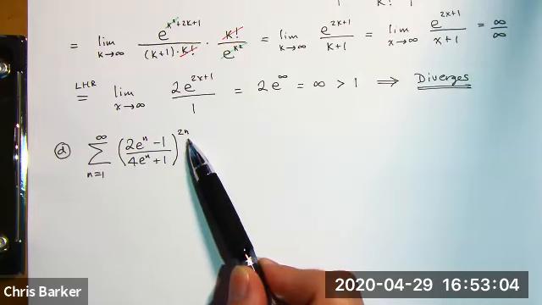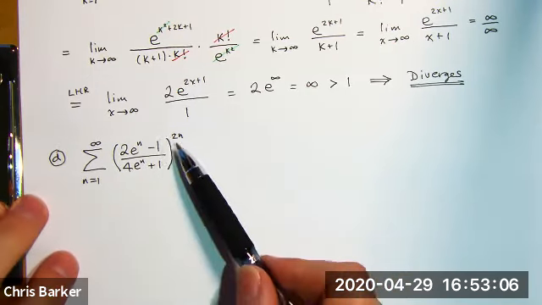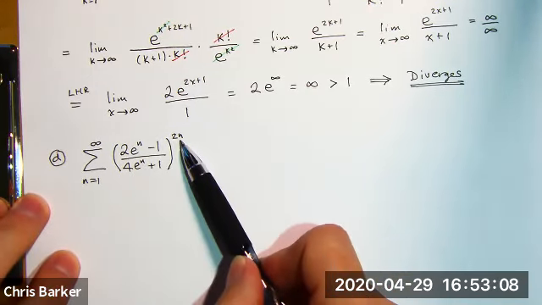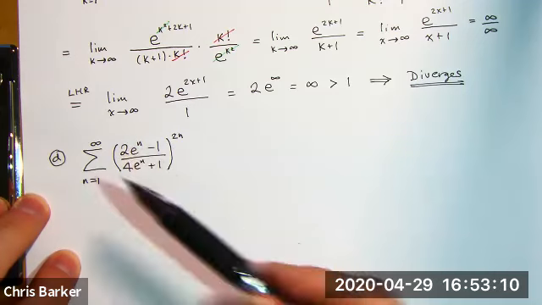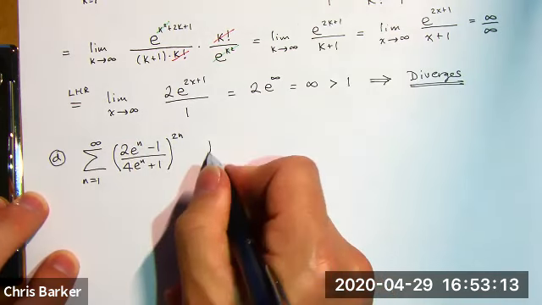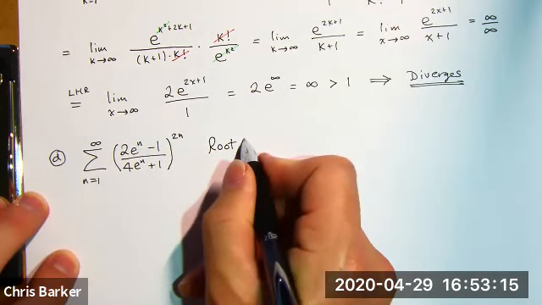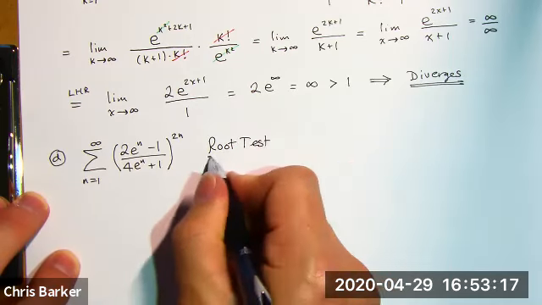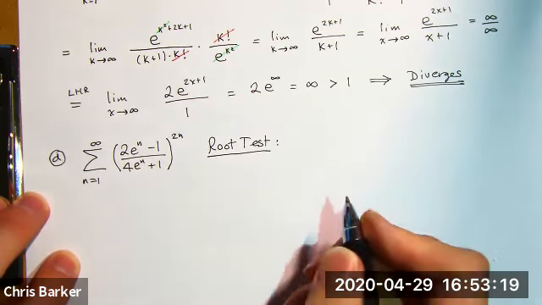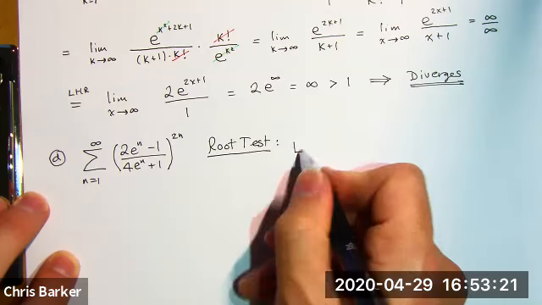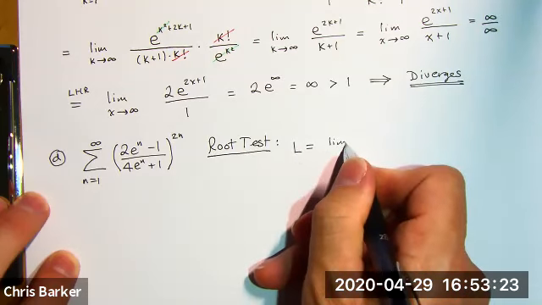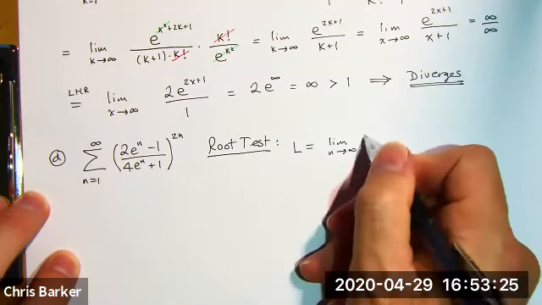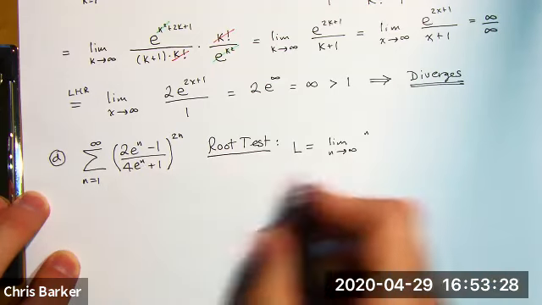The root test. Because the root test takes the nth root of this, which will kill the nth power and make for an easier limit. We don't use the root test very often, but it's nice to have in the toolbox because it's faster for problems like this. So L is going to be the limit as n goes to infinity of the nth root of this.